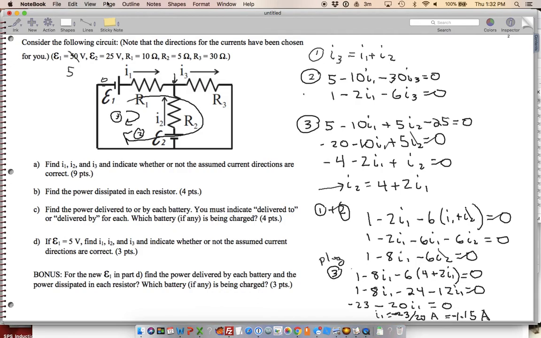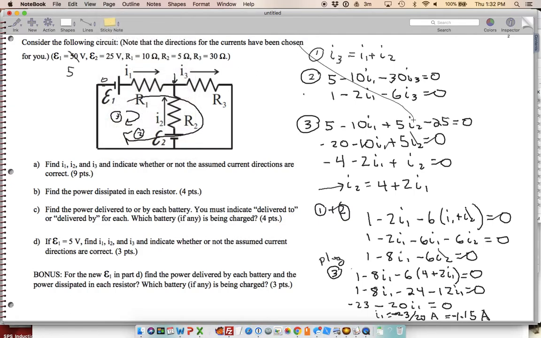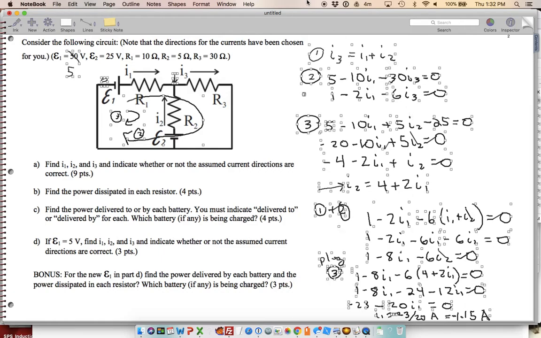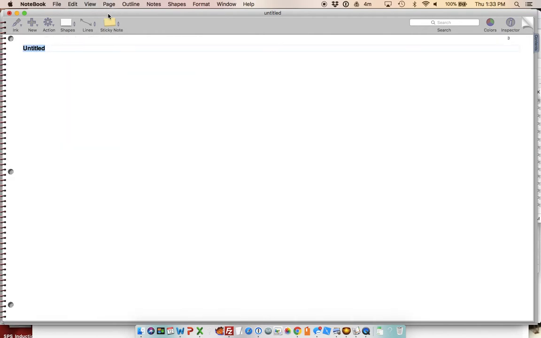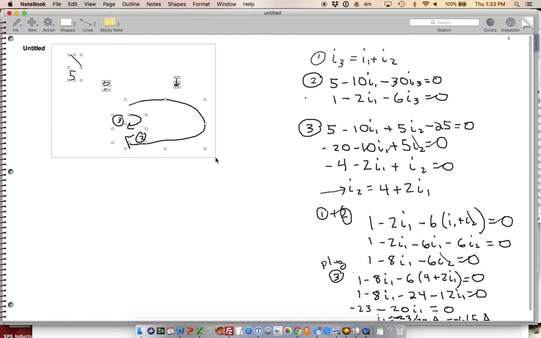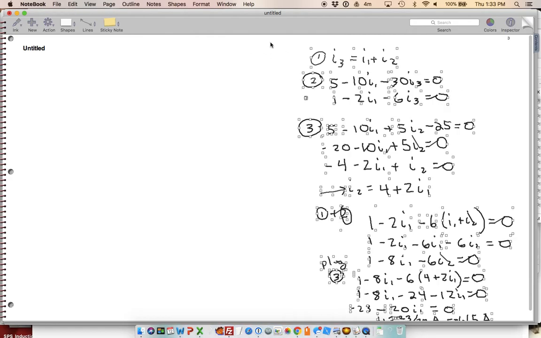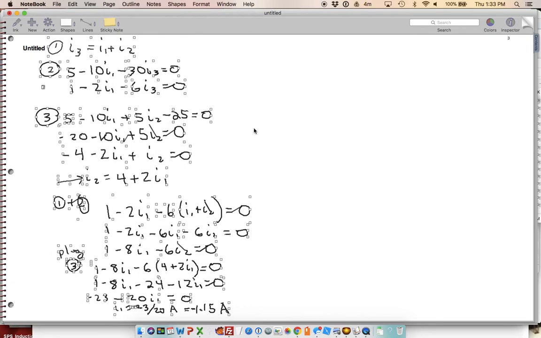So I'm going to add a page. First I'm going to copy everything here. Oops. Add a page. Let's see if I delete all of this, and then select all, move this over. Okay.